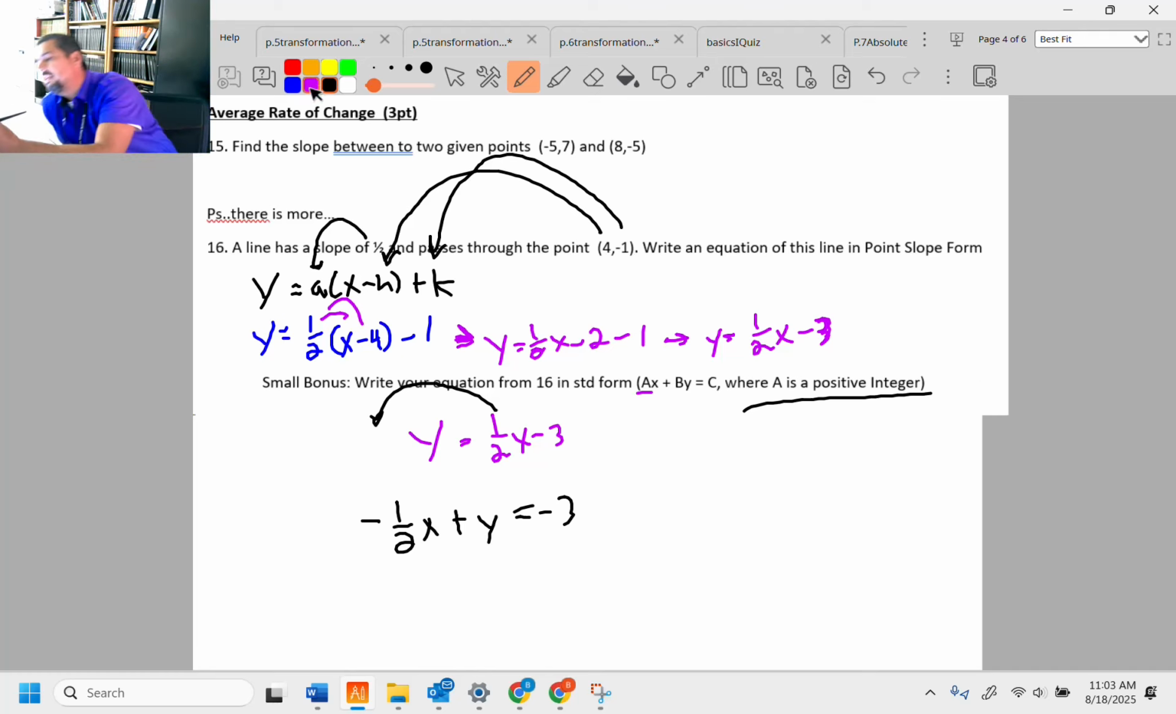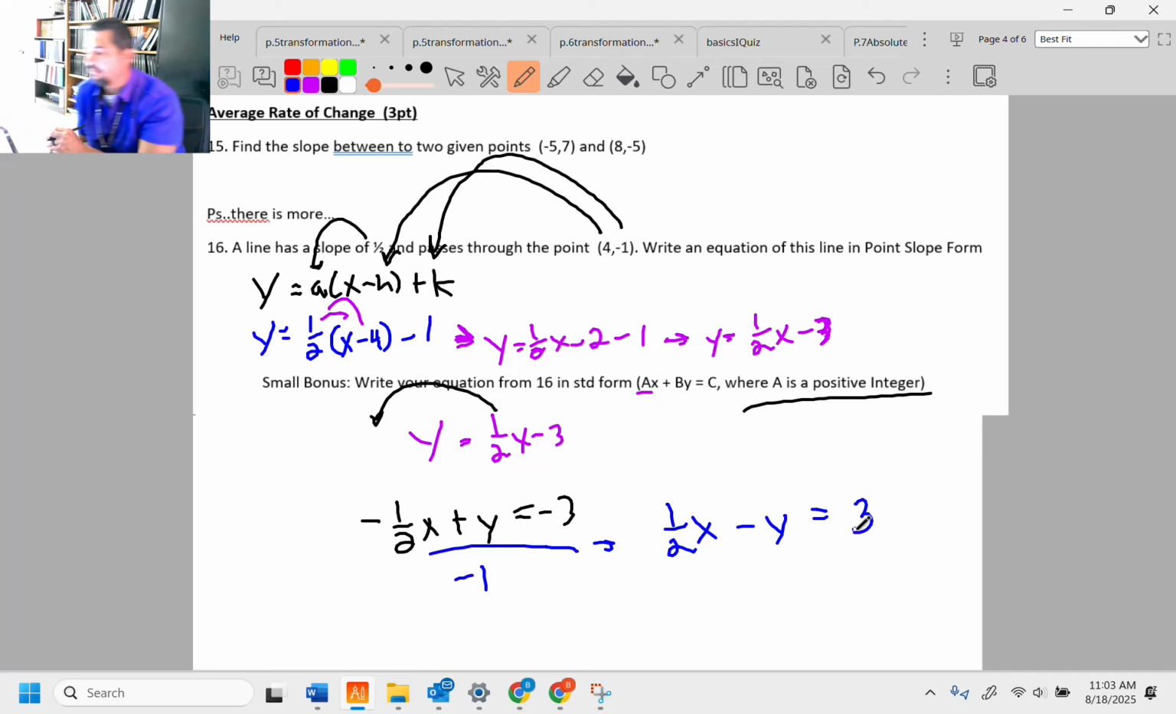So let's fix the easy thing first. We'll divide out the negativity. That shall make the 1/2 x positive. It will make the y negative, and it will make the constant 3 a positive number as well. Now, I'm not an integer. An integer is something like 1, 2, 3, 4, 5, 6, 7, 8, 9, 10. Okay? Or 0. 0 is also an integer by definition.